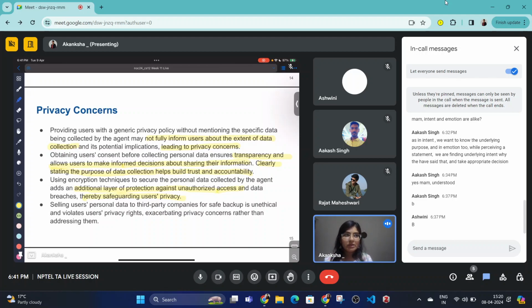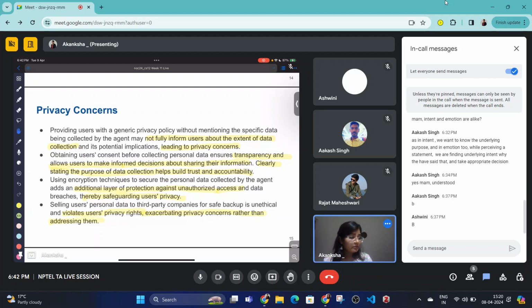You receive emails, you receive messages from companies that you never even bought any stuff from. So how do they do that? They just sell the data. They just buy data from other websites. So it violates the user's privacy rights, and there are privacy concerns rather than addressing them.